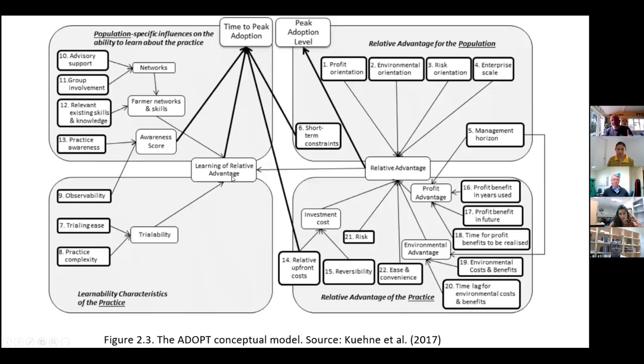And I won't go into much detail here, but I just wanted to show you the ADOPT conceptual model that, as I said, has on the right-hand side a bunch of variables relating to the relative advantage, and on the left-hand side, about learning about that relative advantage. At the top there, we have variables related to the population of potential adopters, and at the bottom a bunch of variables relating to the actual innovation. That's why I situated this model in the middle, because it has all of those components in there.